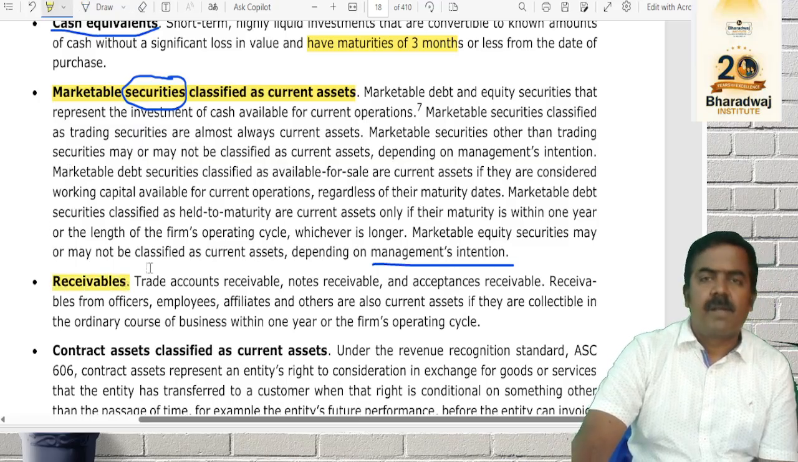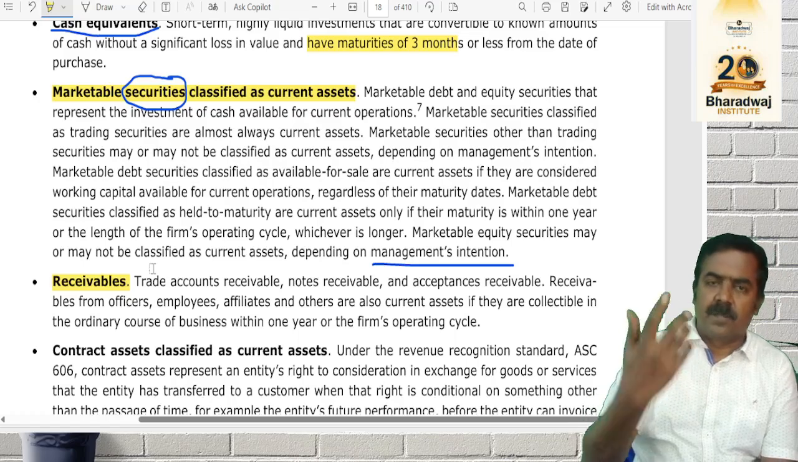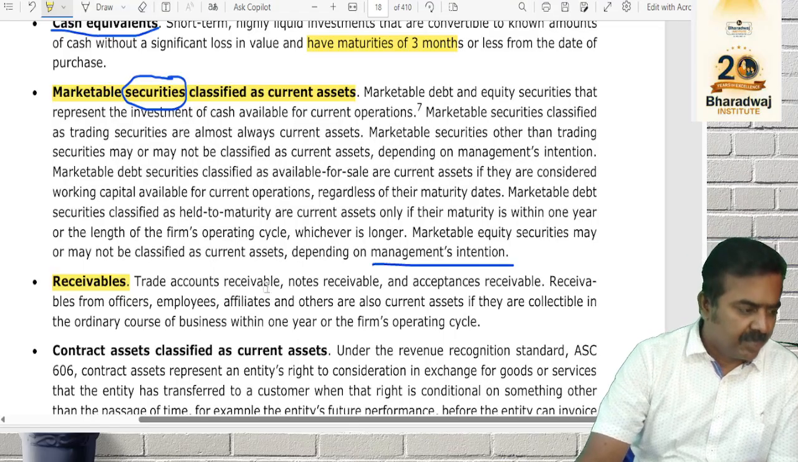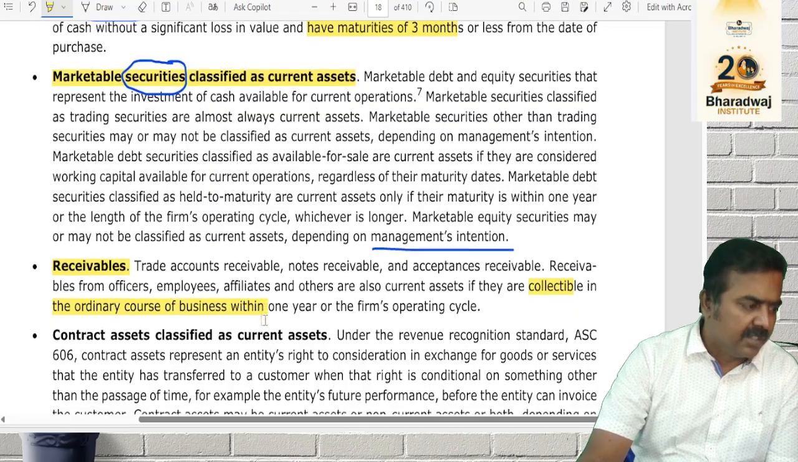Receivables. I rendered a service or I supplied a product, yet to collect the money, what do we call it? Receivables. They are collectible in the ordinary course of business.